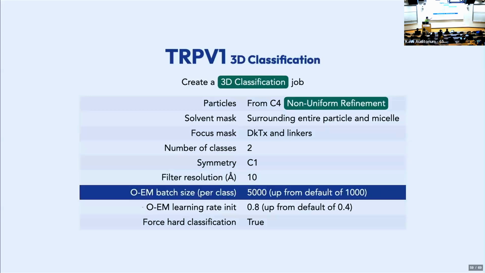There are a few more advanced parameters that I've set here because the particle is so small. The OEM batch size is getting a little into the weeds in terms of the computation, but to speed things up, we don't use all of the particles in each iteration, we use a smaller batch. That's because if the things are really different, using a small batch will get us there faster. In this case, since the linkers are so small, I want to use more particles to make sure that each batch has a good number of both orientations. So that's why I've increased the batch size from 1,000 up to 5,000.